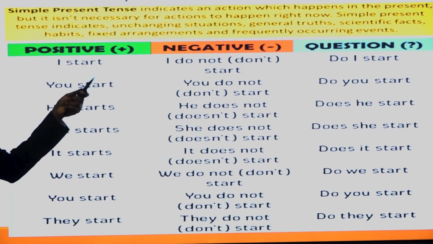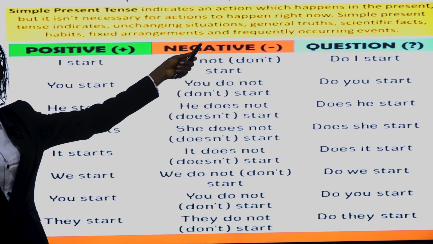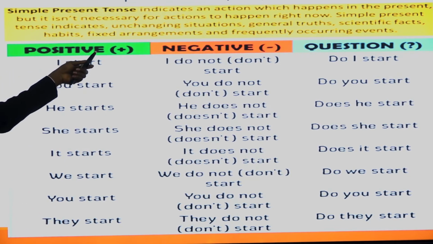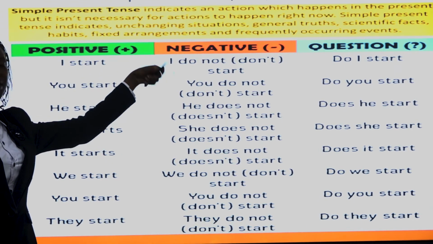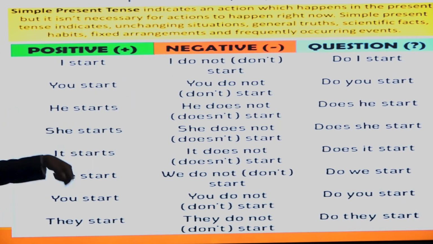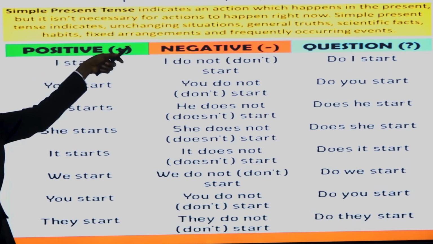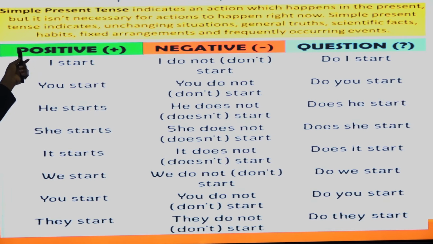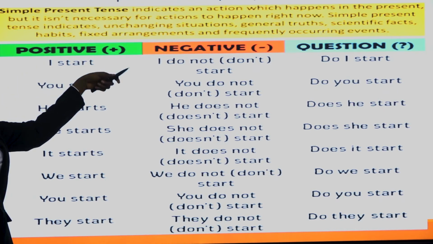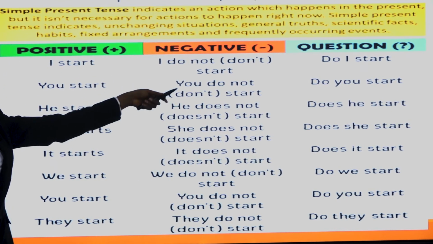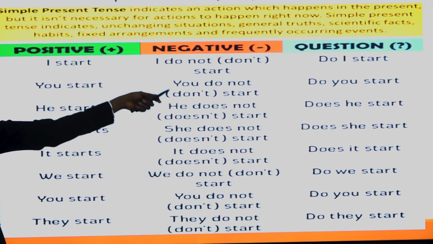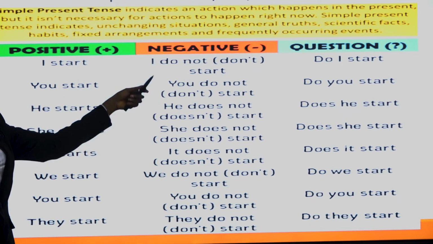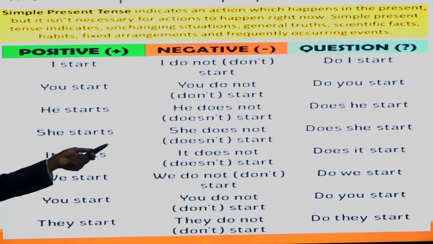More examples of simple present tense. Just as we said, simple present tense indicates an action which happens in the present, but is not necessarily for an action that happens right now. Simple present tense indicates unchanging situations, general truths, scientific facts, habits, fixed arrangements, and frequently occurring events.